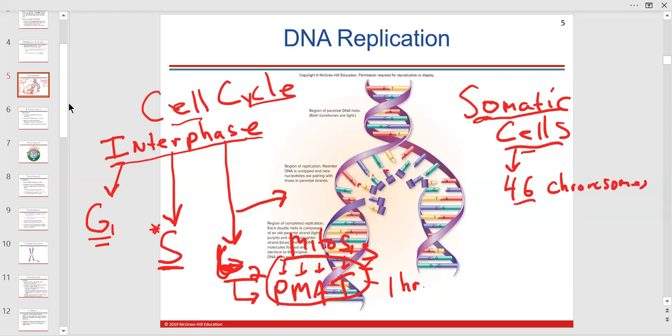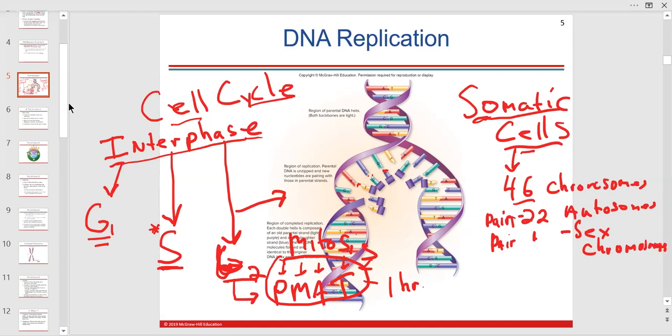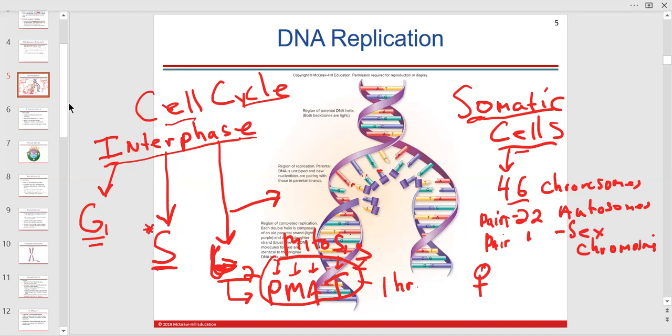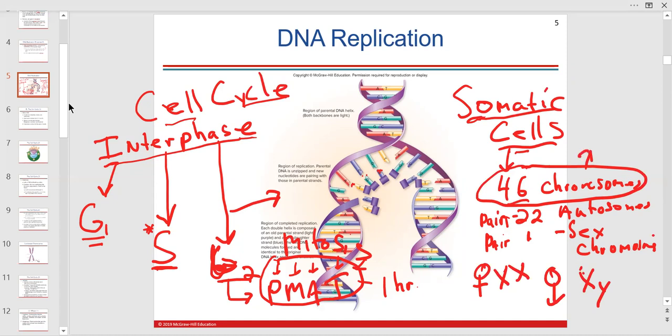And that's 23 pairs, so 22 pairs of autosomes, and then you have one pair of sex chromosomes, which carry DNA as well. Okay, so the female has the two X-looking chromosomes, and the male has X and a little dinky Y, right? So that's really important. And this 46 chromosome somatic cell is called diploid.